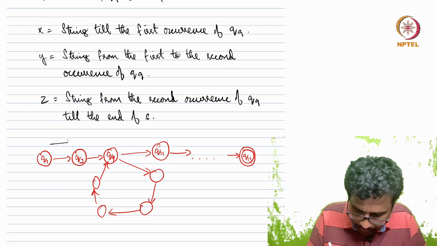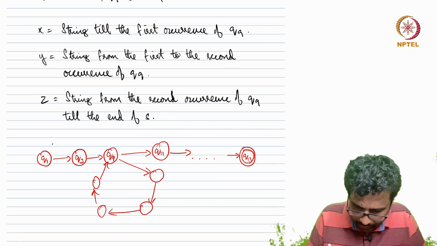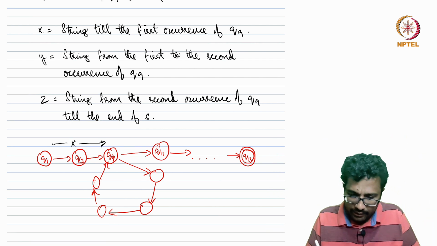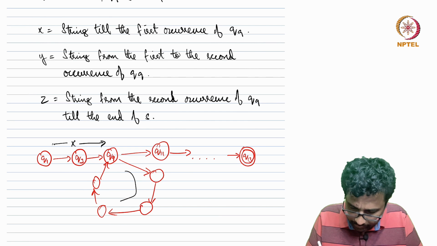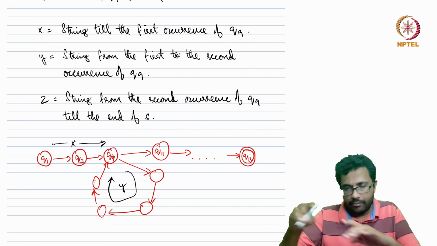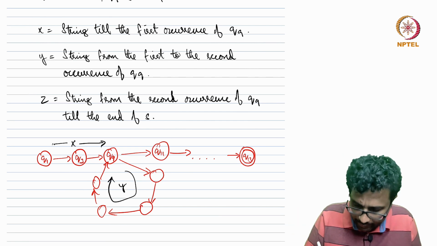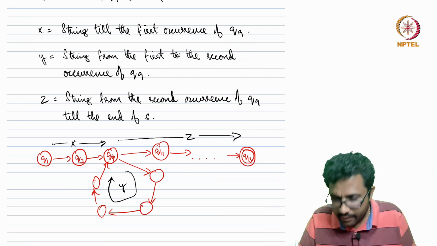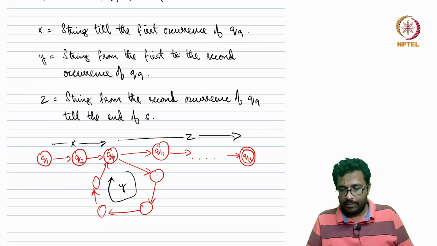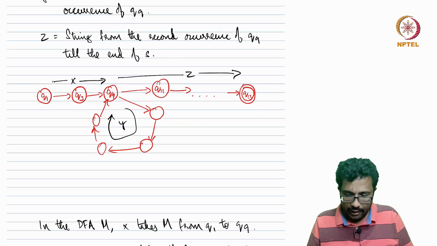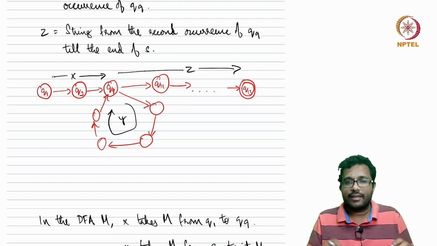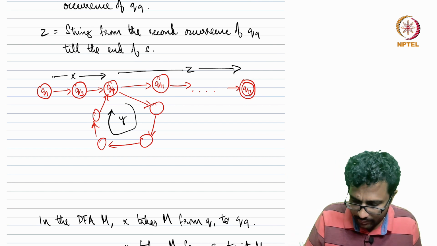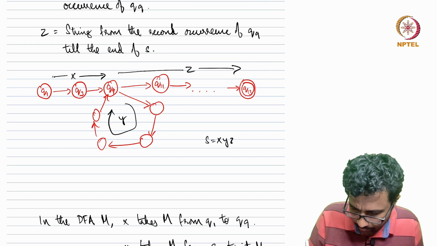X takes it from Q1 to Q9, Y takes it through the circle, right? So through some states and then comes back to Q9, and Z takes it from Q9 to Q13. So notice that Q13 is an accept state, so I have drawn the double circle, right? So this is what each of these substrings does, and together X followed by Y followed by Z is equal to the string, right? So S is equal to XYZ.